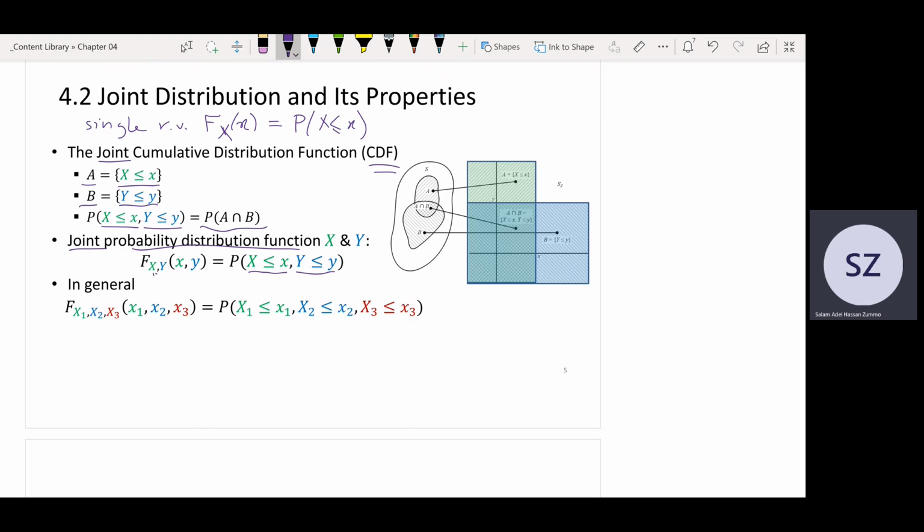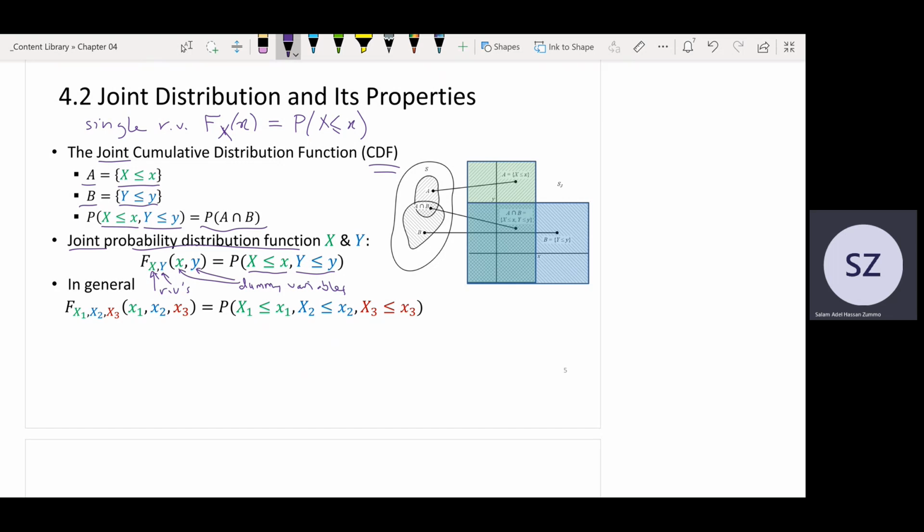F_XY. So these are random variables, these are the random variables, while small x and small y are what? Dummy variables. And the way it is defined for a specific small x and small y, this is a number, which is the probability that the random variable X is less than or equal to this number x, and at the same time the random variable Y is less than or equal to y. Let's have it pictorial and see.